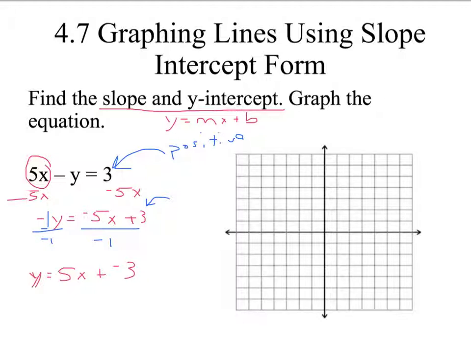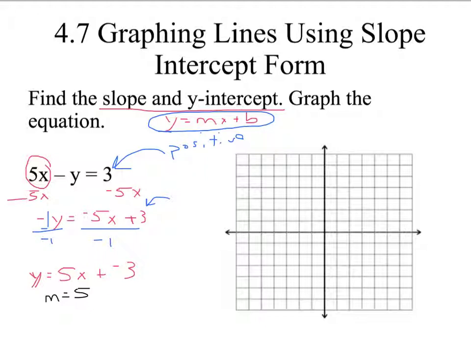Well, if I look at that and then look at my equation above here of y equals mx plus b, what letter represents slope? It's going to be m. So when I look at y equals mx plus b and y equals 5x plus a negative 3, what number is in the m spot? It's going to be 5. So my slope is 5.